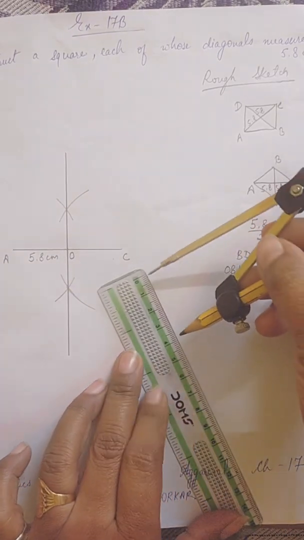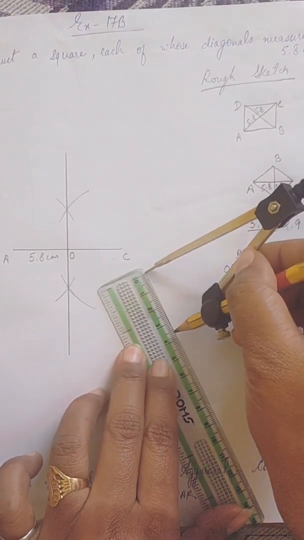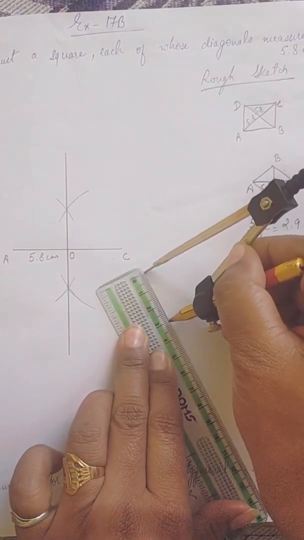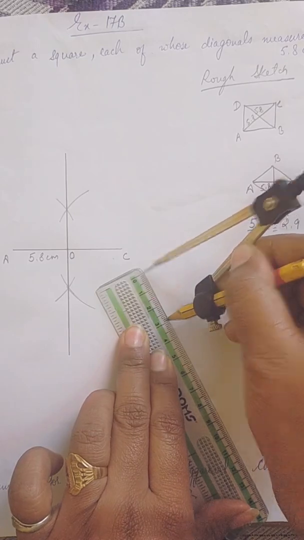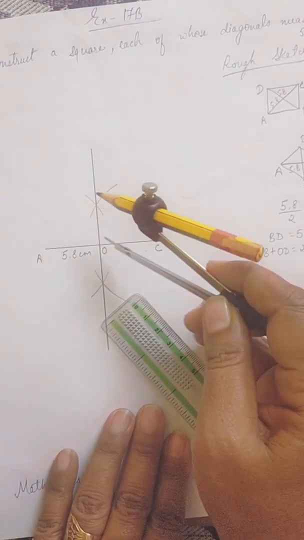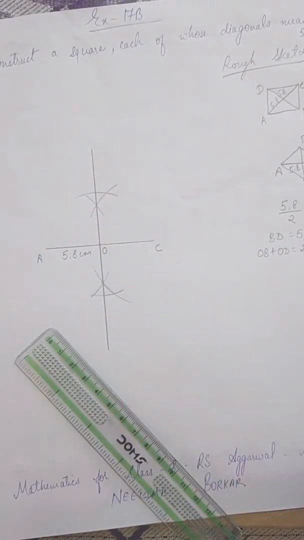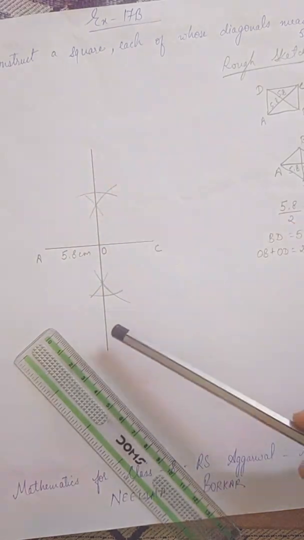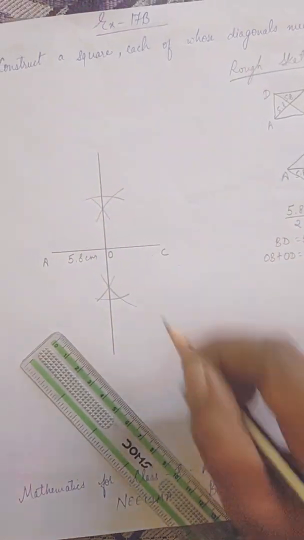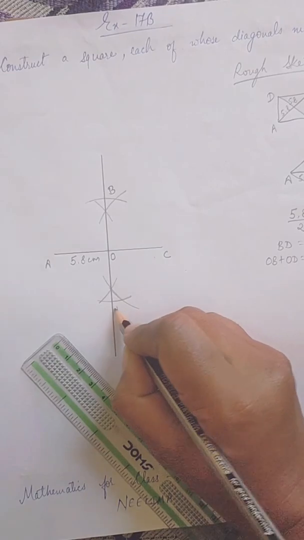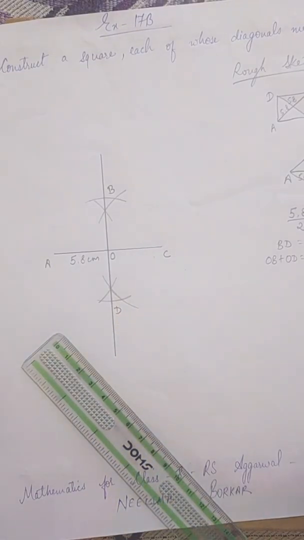So now you take a radius of 2.9 in your compass. Yes, this is 2.9. Now put your center over point O. This is your point O. Put it here, then intersect it like this, and here also you intersect it. Now this intersection of the perpendicular bisector and these two arcs will give you points B and D. And see, I told you that 2.9 plus 2.9 will give you 5.8.